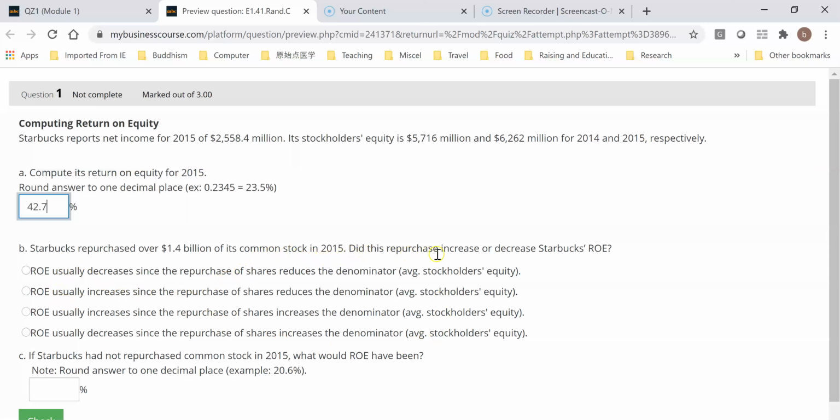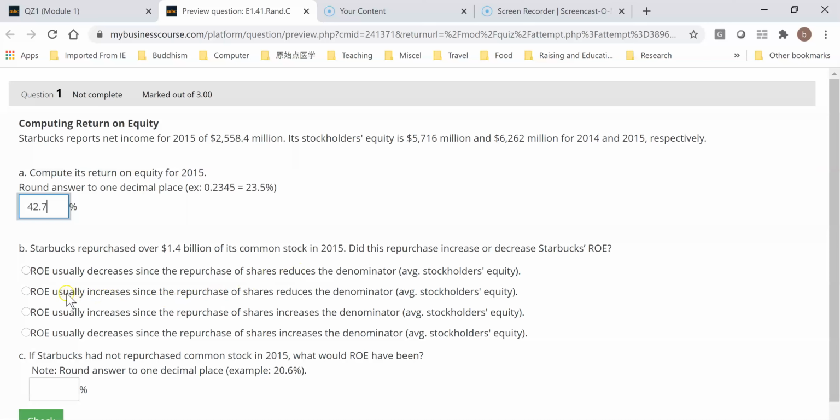And B, Starbucks repurchased over $1.4 billion of its common stock in 2015. Did this repurchase increase or decrease Starbucks ROE? So the repurchase will decrease the stockholders' equity for that year, hence will also decrease the average level of the stockholders' equity over the 2 years. And because this enters as the denominator in the calculation of the ROE, this will actually increase the ROE.